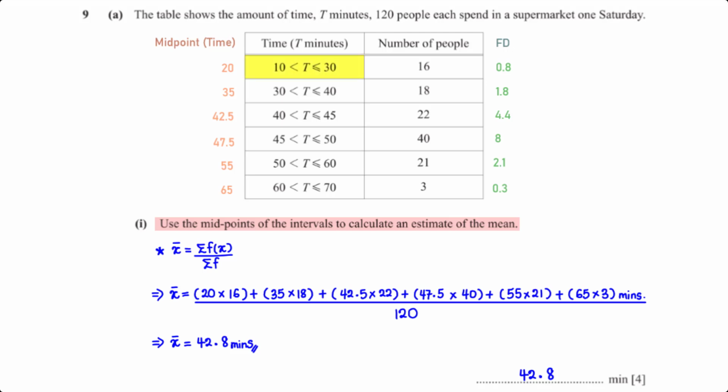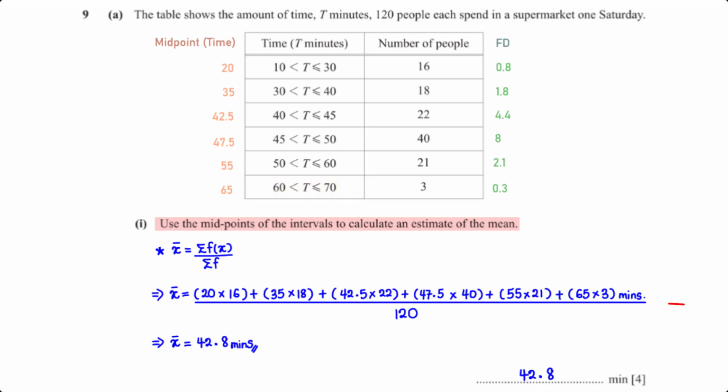So for the first interval, the midpoint is 10 plus 30 divided by 2, which is 20. Then we have 30 plus 40 divided by 2, which is 35. 40 plus 45 divided by 2, which is 42.5. 45 plus 50 divided by 2, which is 47.5. 50 plus 60 divided by 2, which is 55. 60 plus 70 divided by 2, which is 65.